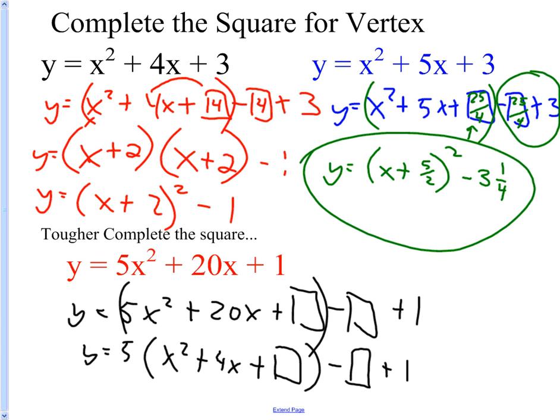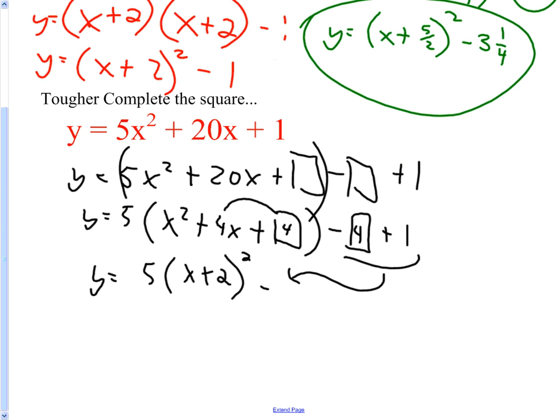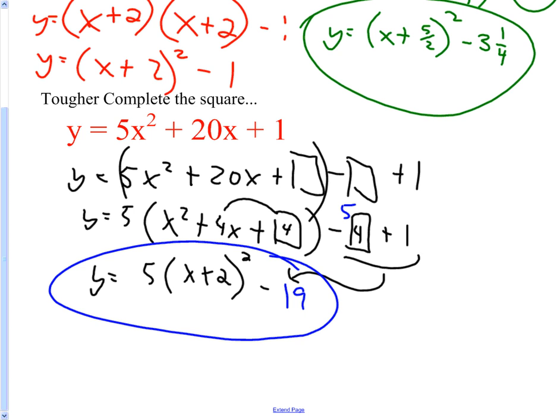I'm going to pause so that I can finish this before the end. So, because I took a 5 out, I have to also multiply this by 5. And then I have negative 20 plus 1, which would be negative 19. And there's my answer. And the vertex would be (-2, -19).